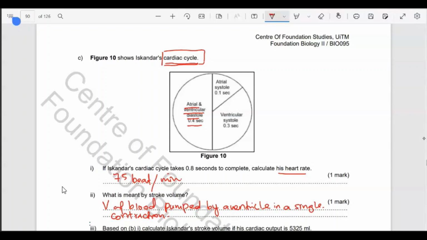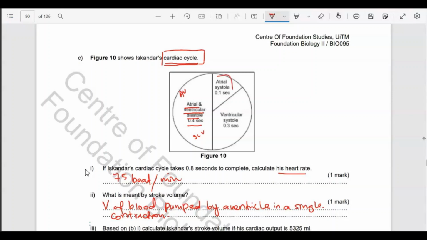During this time, the AV valve is open to allow the blood from the atria to enter into the ventricle. At this time also the semilunar valve is closed, so that the blood can be collected in the ventricle chamber. So the semilunar valve has to be closed during the first stage.